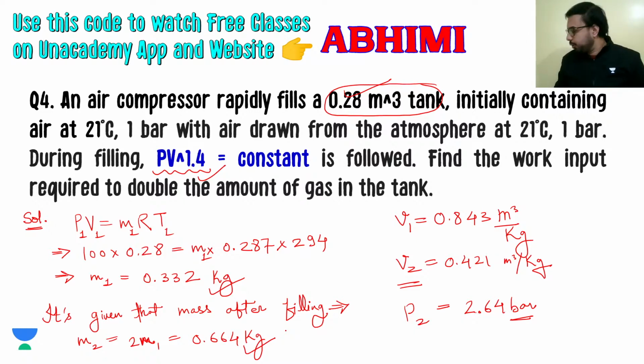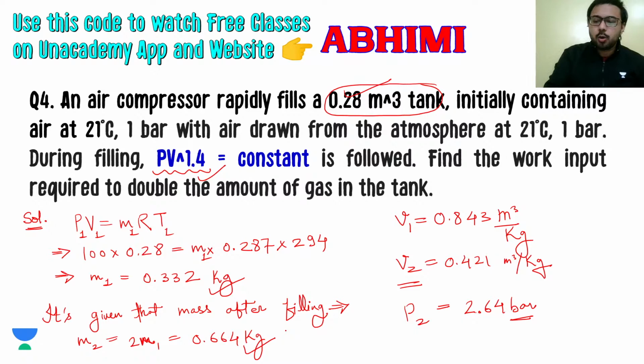PV raised to 1.4 is equal to constant is followed for this filling process. Unsteady filling, or unsteady flow, is going on, and we have to find the work input required to double the amount of gas in the tank. By double, this question means that the mass is going to get doubled. Initially we didn't know the mass of the air that was in this tank, and then we calculated the mass by using the ideal gas law. Then we doubled that mass to find the final mass.